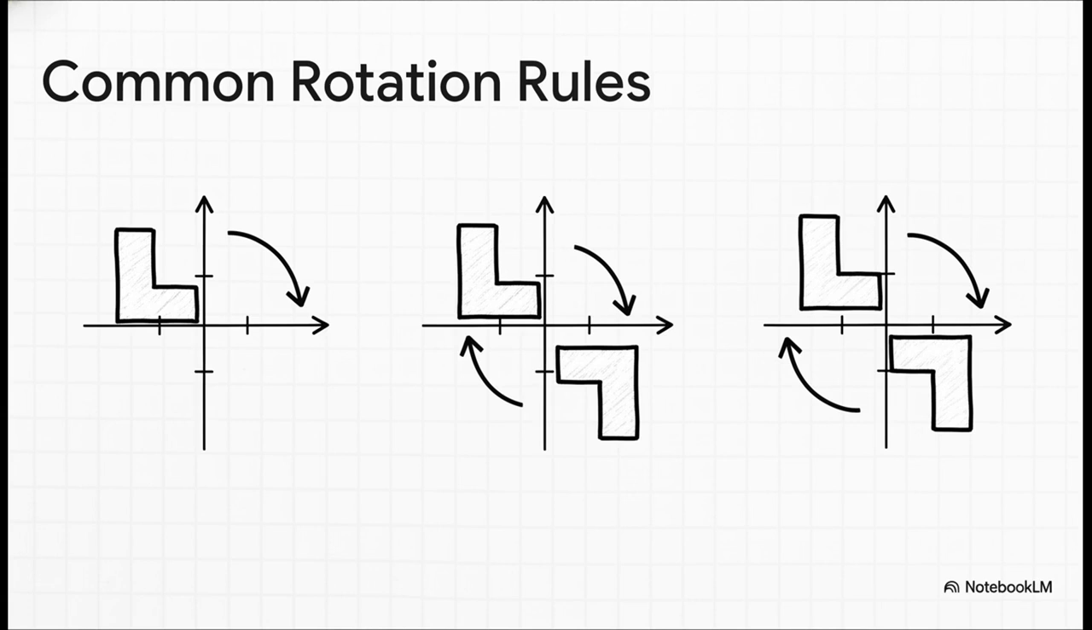Let's look at the three most common rotation rules you'll see, especially when we're turning around the origin. For a 90-degree positive turn, or counterclockwise, the original coordinates (x, y) actually swap places, and the new x value becomes negative. For a 180-degree turn, it's easy. Both signs just flip. And for 270 degrees, they swap again, but this time the new y value becomes negative.